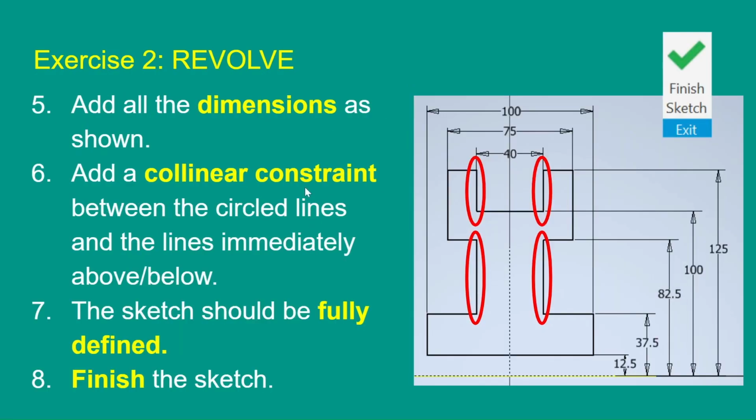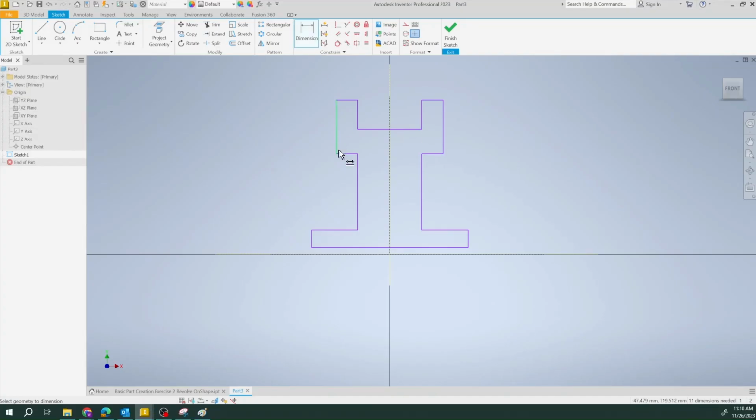So then I click on my next slide, and it says I need to add all these dimensions as shown. So I see this 100, 75, and then 40. So I'm going to take my dimension tool, and I'm going to dimension the base to be 100.